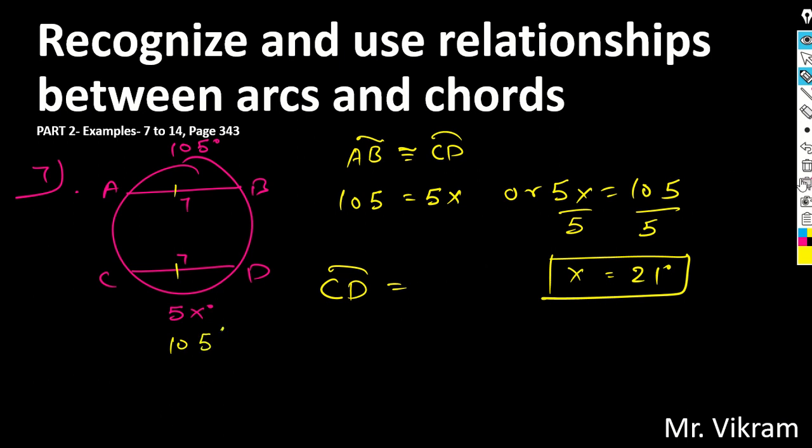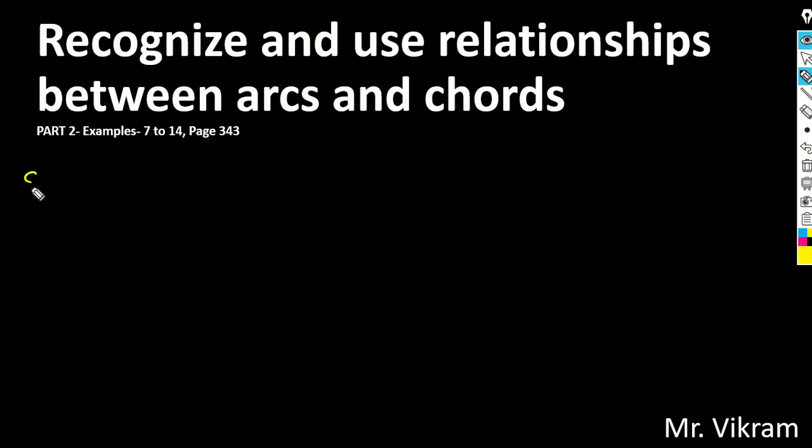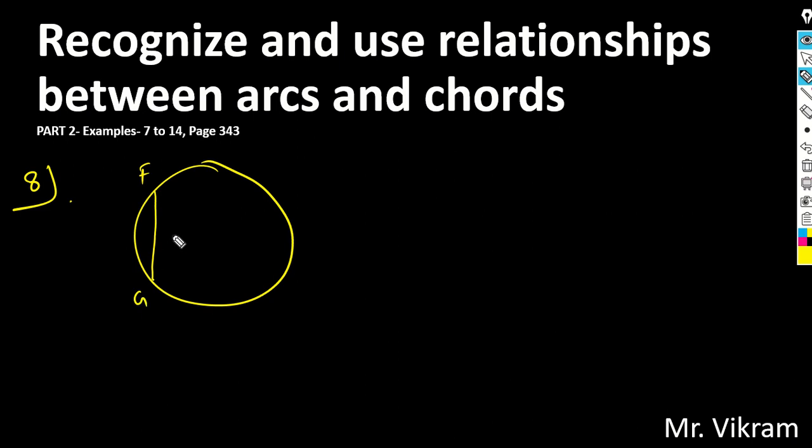Yeah. Okay. Next question. Question number 8. So again, you have a circle given here. This chord is FG, 70 degrees. And we have another chord given here, HJ, and this is making an angle of X degrees at the center. Yep, that's our question. So now how do we solve this? We need to find X.